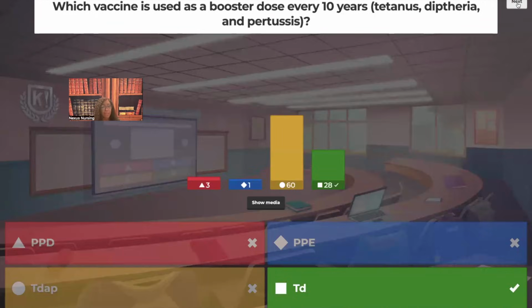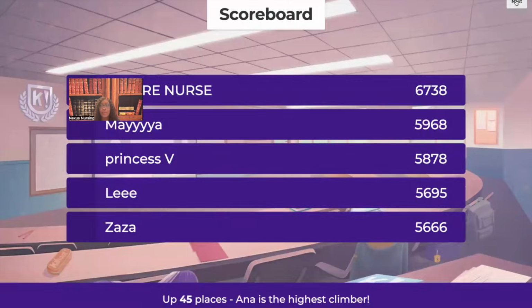How do you want to choose Tdap when I just told you that Tdap was for the 7 years or older? Are you serious right now? Okay, guys. So that booster every 10 years, it's going to be the TD. I'm happy only one person chose PPE. PPE is personal protective equipment. That's like your gown, your gloves, your mask, all that good stuff, okay? So yeah, the booster every 10 years, that's your TD. You guys need to know the difference.